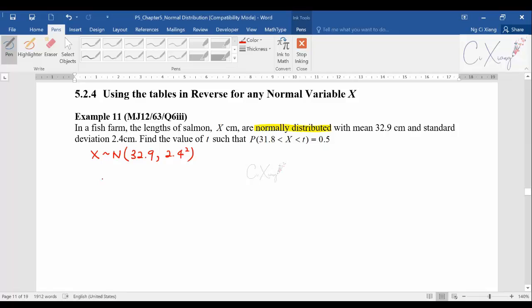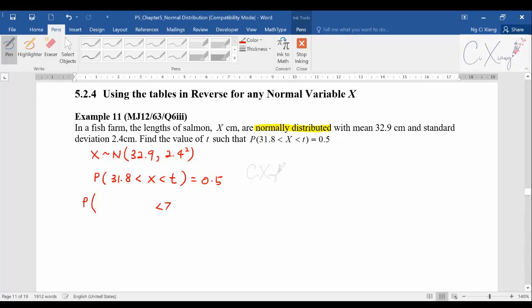Now, what we want to find out is the value of t, and this is the information that they give you: 31.8 smaller than X, smaller than t, equals 0.5. If you look at this question, it doesn't look like the 4 patterns that we learned before. But as I said, sometimes you need to continue to solve it until you get the pattern that we have. So no matter what, we will start discussing this.